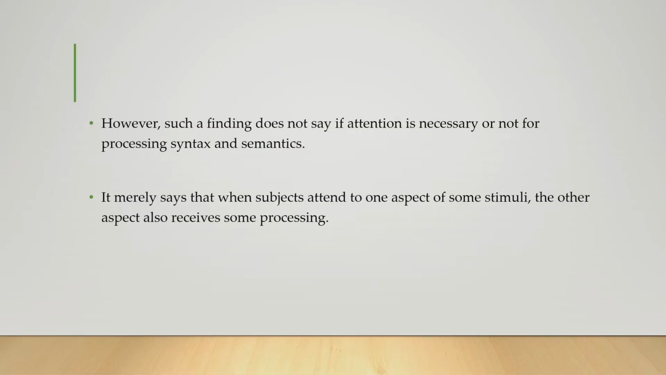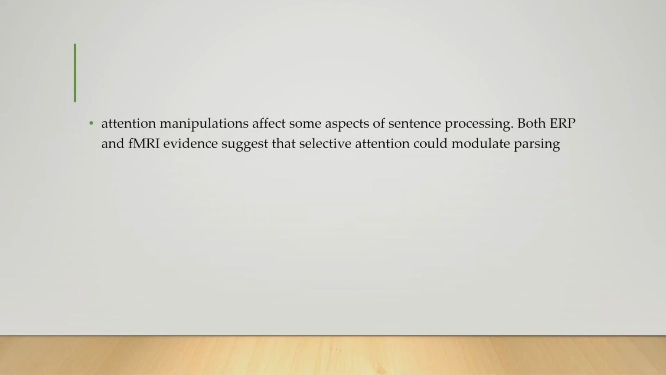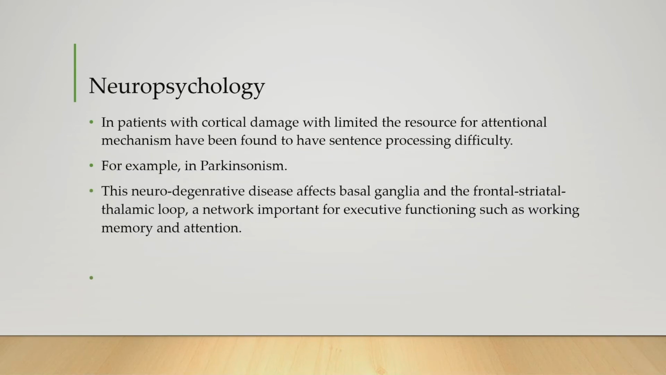It merely says that when subjects attend to one aspect of some stimuli, the other aspect also receives some processing. So, attention manipulation affects, basically. This is the lesson that we finally have: attention manipulation affects some aspects of sentence processing. Both ERP and fMRI evidence suggest that selective attention could modulate parsing. It could modulate, but whether it can cause, or whether it is absolutely necessary, we still do not know. In terms of neuropsychology, there are some interesting findings again.